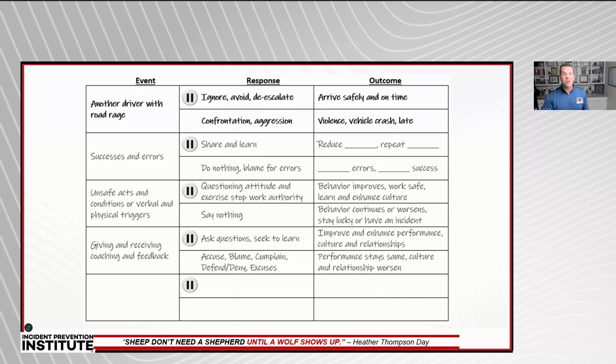Good news about this tool: if you deal with people at all, whether it's the people you live with, work with, or play with, they're going to give you hundreds of opportunities every single day to use this tool.